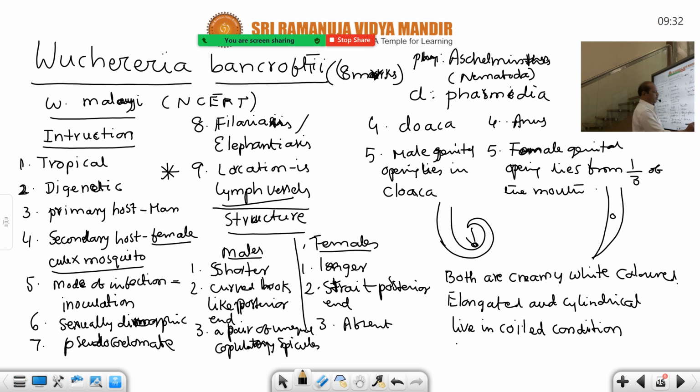Mouth lies at the anterior end without lips. In Ascaris lumbricoides, the mouth has 3 chitinous lips. Here the mouth is without lips, lips are absent. In Ascaris the copulatory spicules are equal. In Wuchereria these copulatory spicules are unequal. Copulatory spicules are present in the male Wuchereria bancrofti. So these characters we have completed today, the total characters.